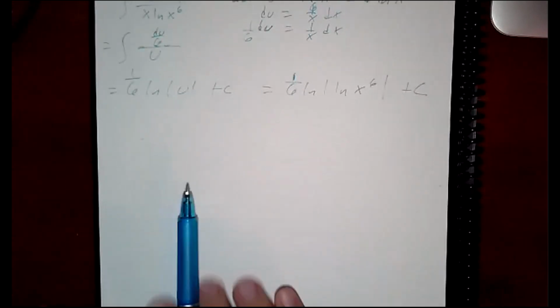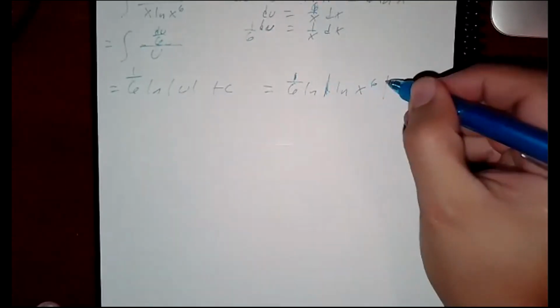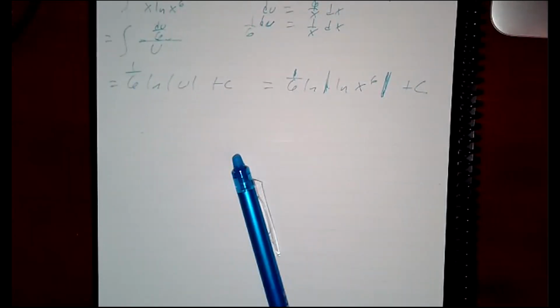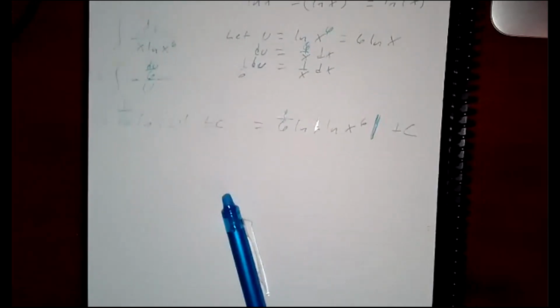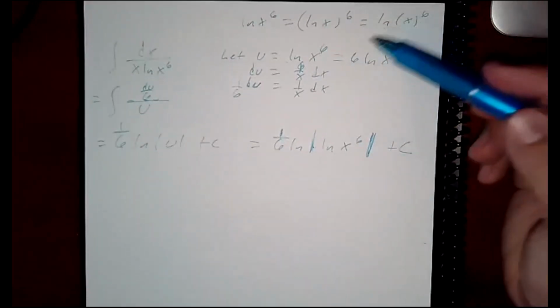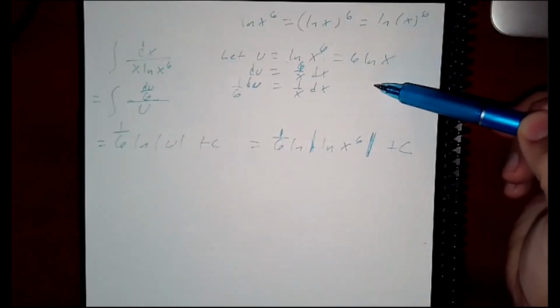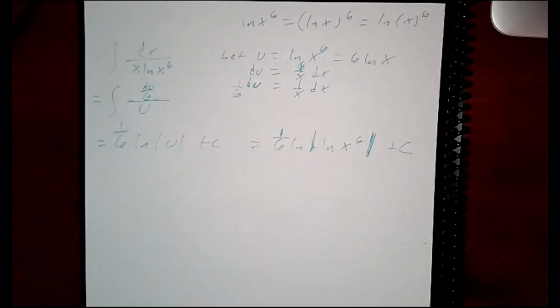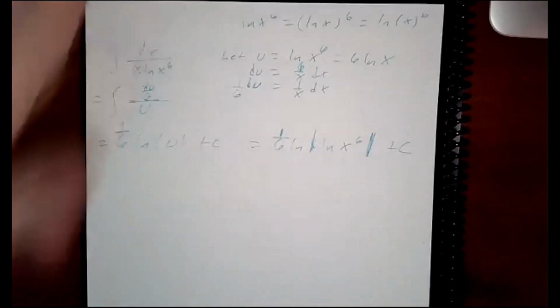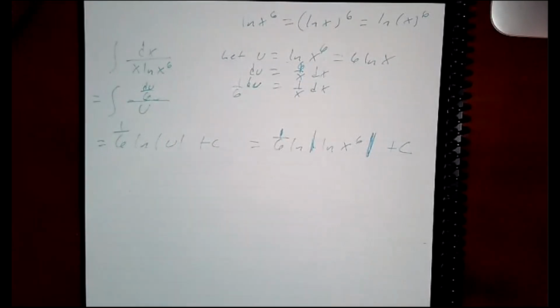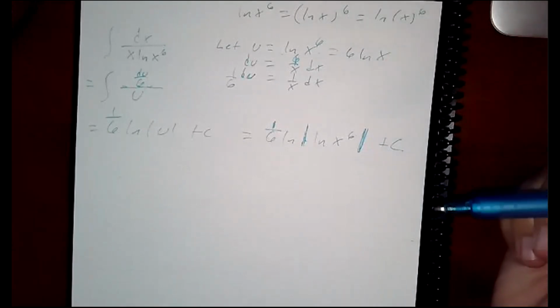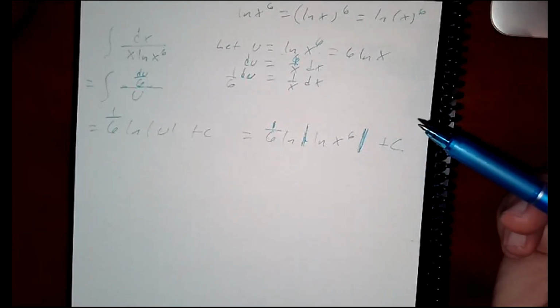Sorry, I don't know if I went a little fast there. Are there any steps that don't make sense? Because I was kind of thinking it through there a bit. Do you understand the sub and how I got to here? Yes. Okay. So it's 1/6 times ln of ln x to the 6.